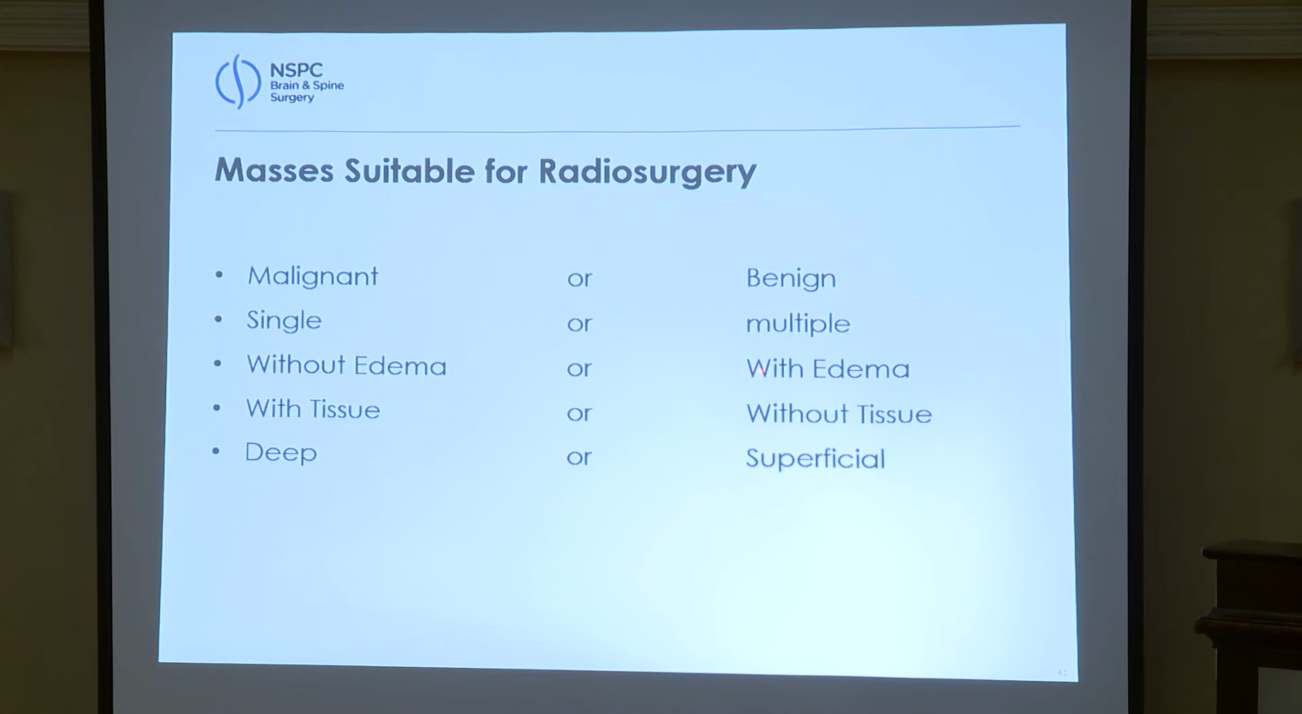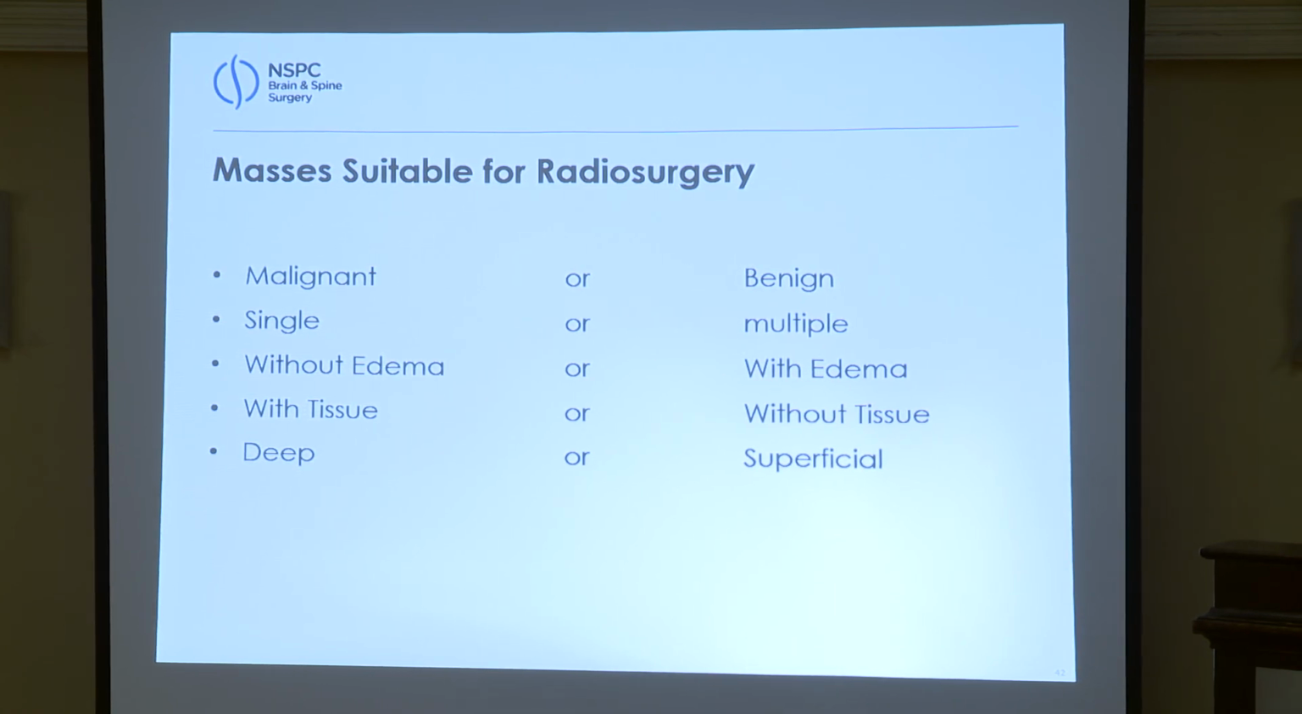It can be done with or without edema. Now, if there's uncontrolled edema, the person's herniating on Decadron 4 mg every 6 hours, sure, you wouldn't do that. But if the edema is controlled, it can be done. You can do it with or without tissue, so long as you have some reasonable idea what it is. And it can be deep or superficial, or both, totally fine.